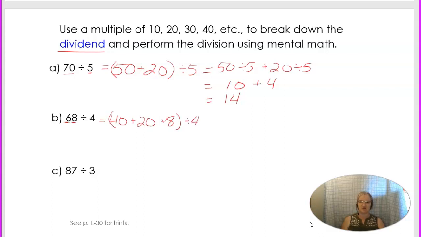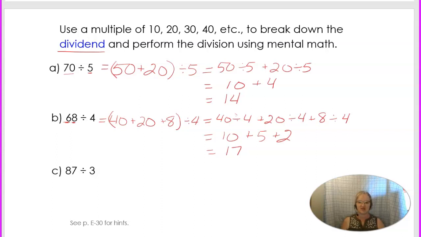Divide those all by 4. Let's see what we get. 40 divided by 4 plus 20 divided by 4 plus 8 divided by 4. Let's work those through. 40 divided by 4 is 10. 20 divided by 4 is 5. 8 divided by 4 is 2. 10 plus 5 is 15, plus 2 more is 17. That's a lot easier than working through the whole division question, isn't it?